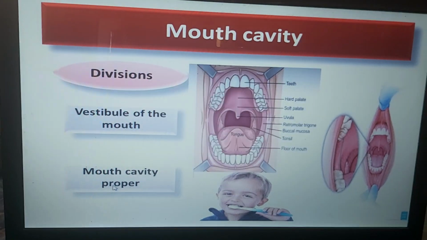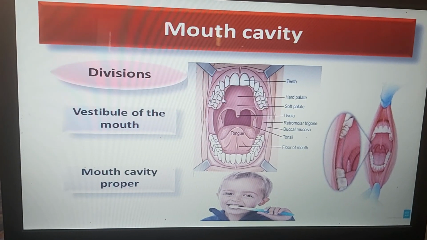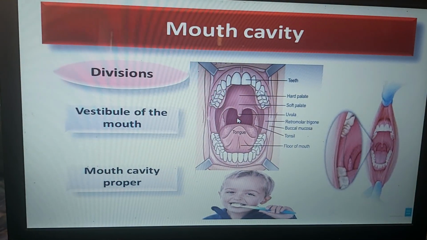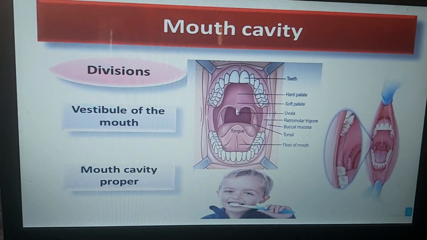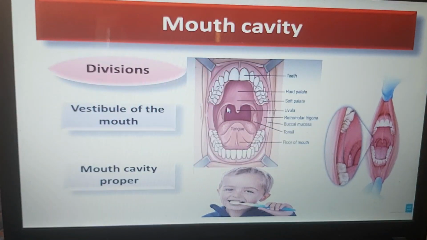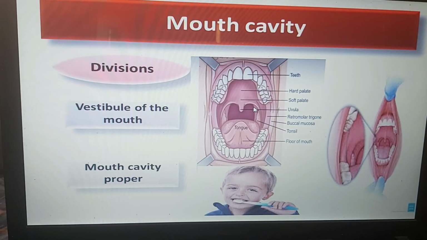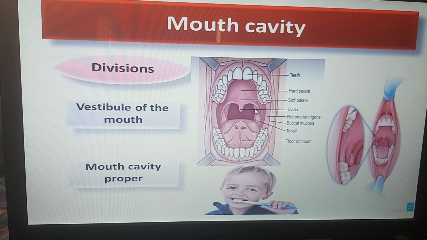While the mouth cavity proper is the actual cavity and it's communicating posteriorly with the pharynx and bound by the oropharyngeal isthmus, which is formed by palatoglossal muscle or palatoglossal arch on both sides.